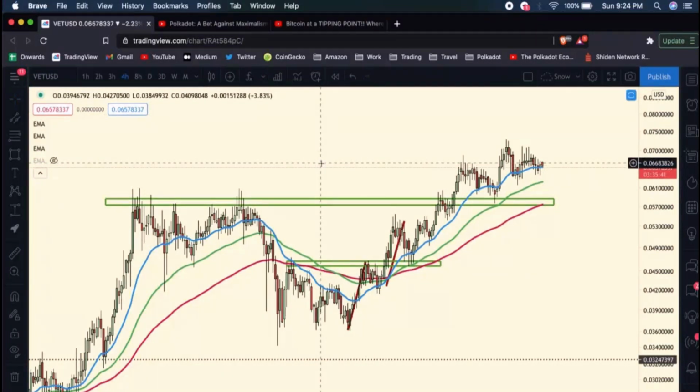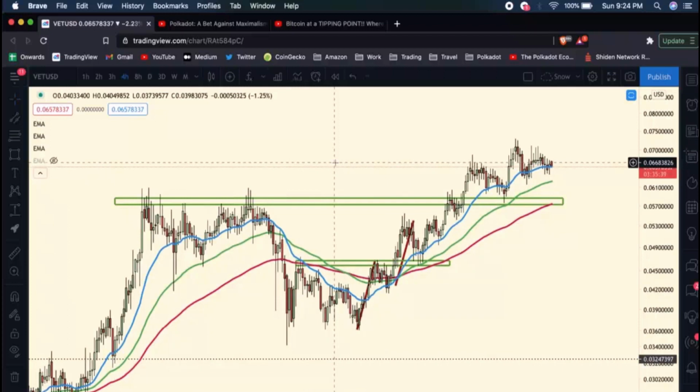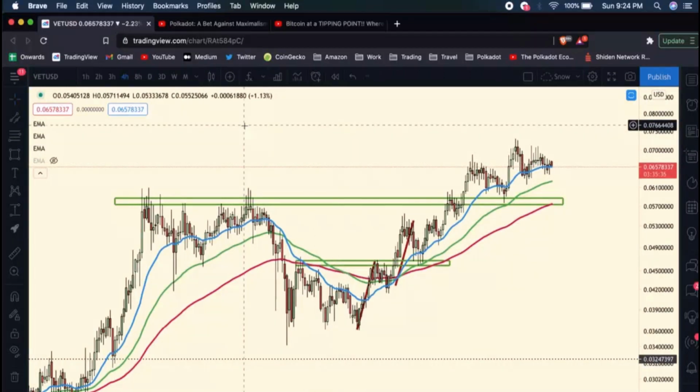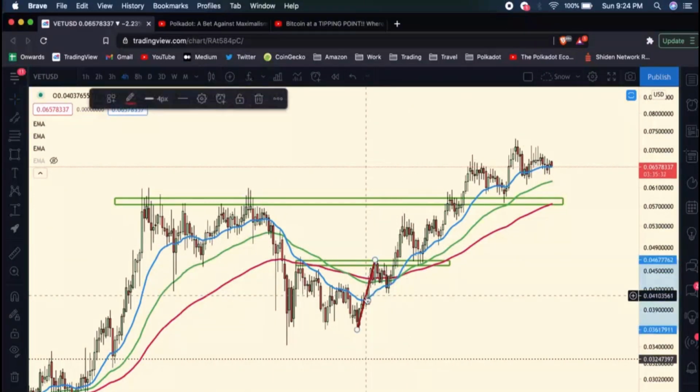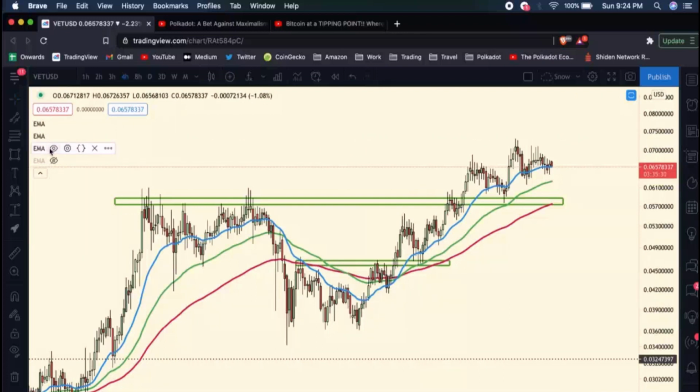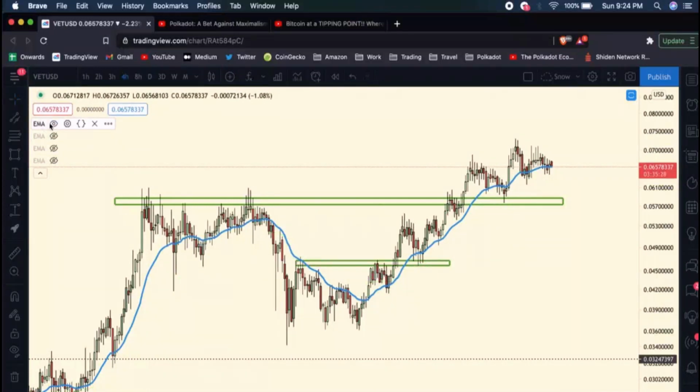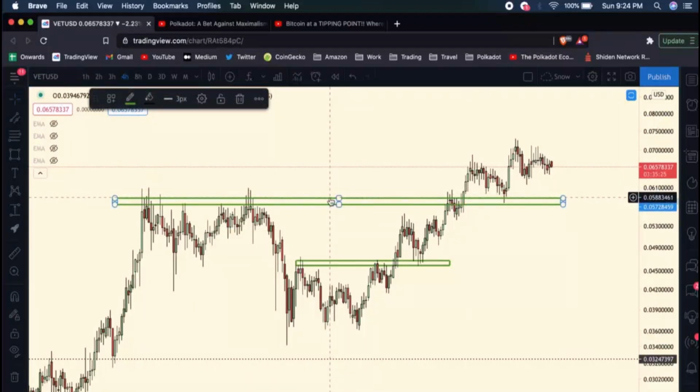So here we're looking at a chart of VET USD. We're looking at VeChain on a 4-hour chart. Let's just have a small introduction to Fibonacci retracements here. Let's clear up the chart a little bit so we can be looking at a clean chart. I'm just going to leave this resistance level here. You can see this resistance that got tested twice, eventually broke and became support on this retest.